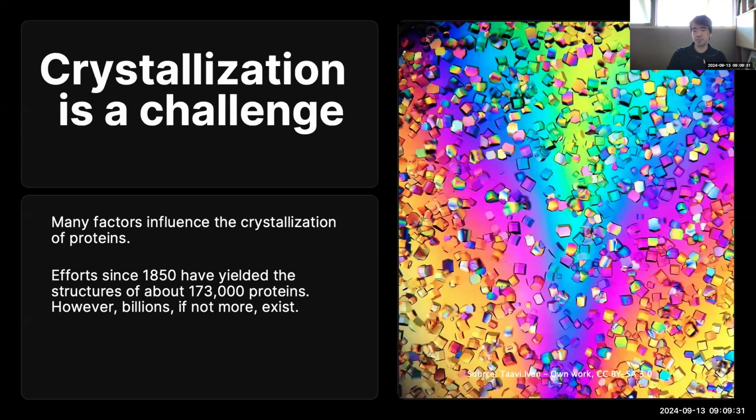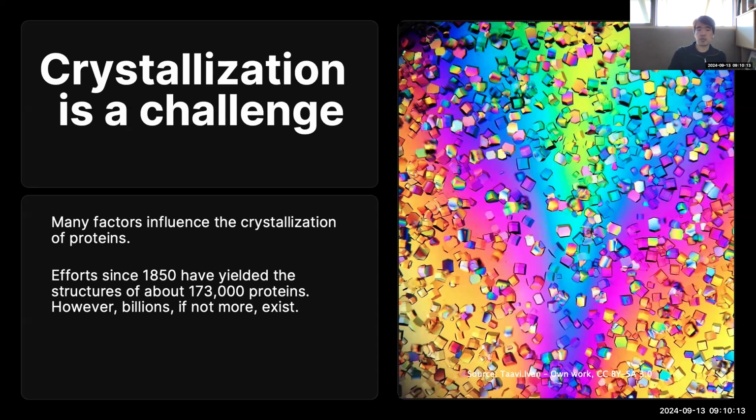The issue with this, though, is that crystallization of proteins in particular is very difficult because proteins are massively large molecules. And ever since 1850, scientists have been in this endeavor to try to crystallize proteins. So far, this has yielded about 173,000, 200,000 proteins, which sounds like a lot, but billions, if not more, exist. And so then we run into a problem because if we don't know what the crystal structure of a protein is, then we don't really know and understand its function, and that hinders research.